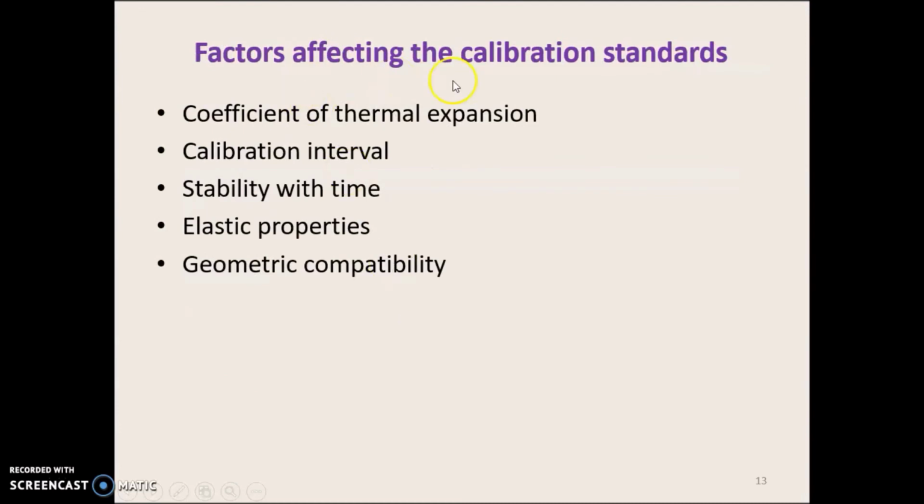Okay, first the factors affecting the calibration standard, that is the standards. Coefficient of thermal expansion of the standard, calibration interval, stability with time, elastic properties, geometric compatibility, all these factors are going to affect the standard. Say for example, the coefficient of thermal expansion of a standard might vary depending on the temperature. Similarly, the calibration interval, between what intervals it needs to be calibrated. Should it require 1 month, or 2 months, or 1 year or 6 months? This is the calibration interval. And stability with time.